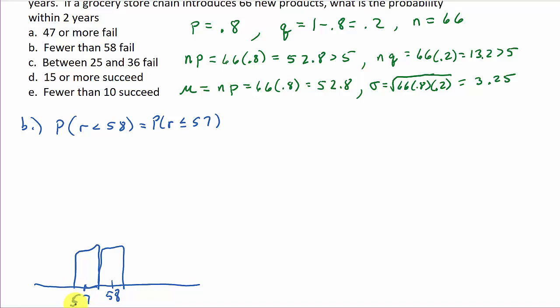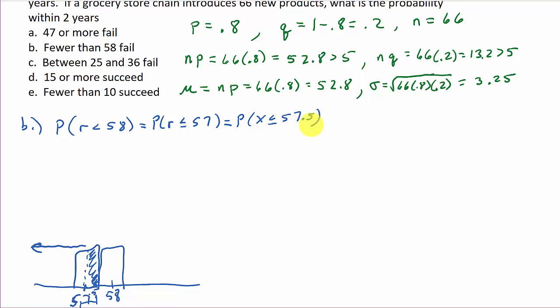All right. So now let's do our continuity correction. I'm less than or equal to 57, so that's everything back this way. But I have to come this way to pick up this part of the rectangle. So I need to add 0.5 to the 57. So that's going to be the probability that X is less than or equal to 57.5.